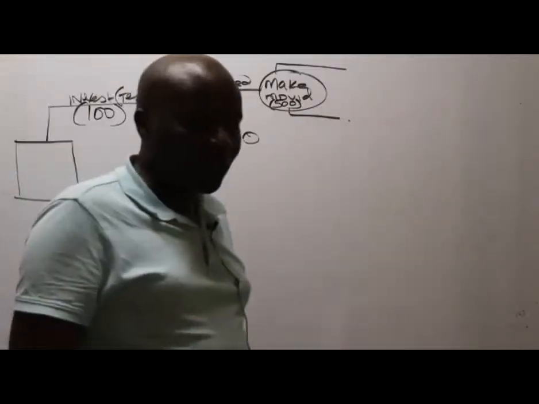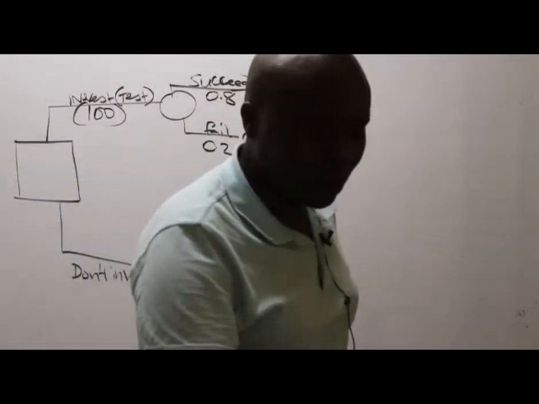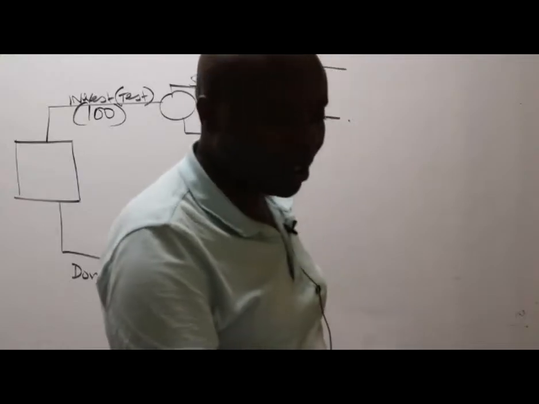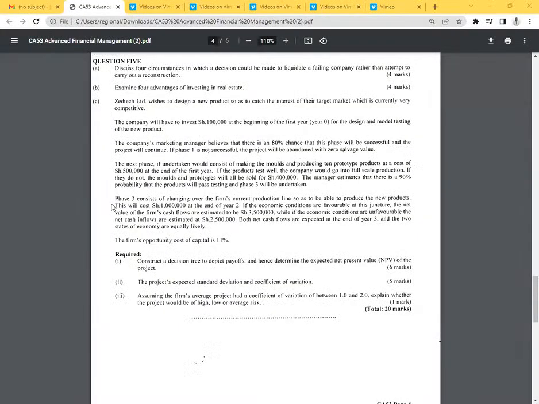So what have they told us, ladies and gentlemen? What they've told us in the question is this: that the next phase, if undertaken, would consist of making the molds and the prototype, producing 10 prototype products at a cost of 500 at the end of the first year. Remember, they never told us 500 each. If they told us 500 each, then I would have multiplied to get the total cost. Here it is the 10 prototype products that will cost 500 in total.